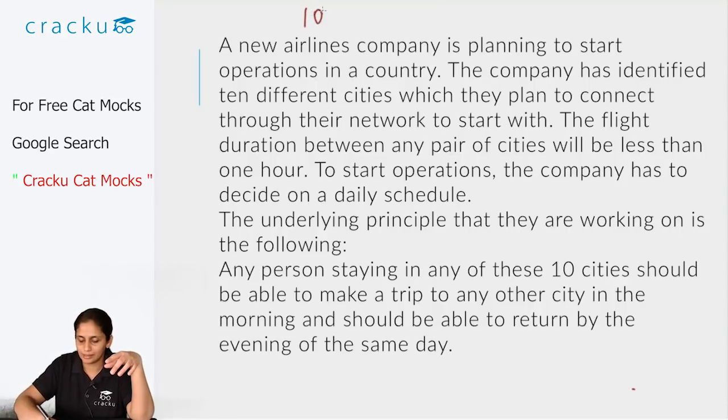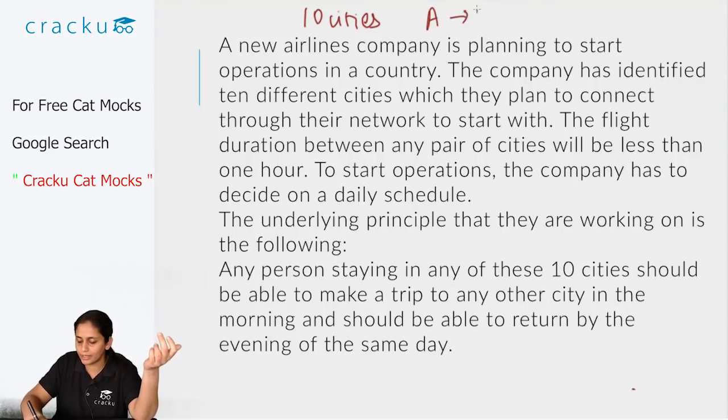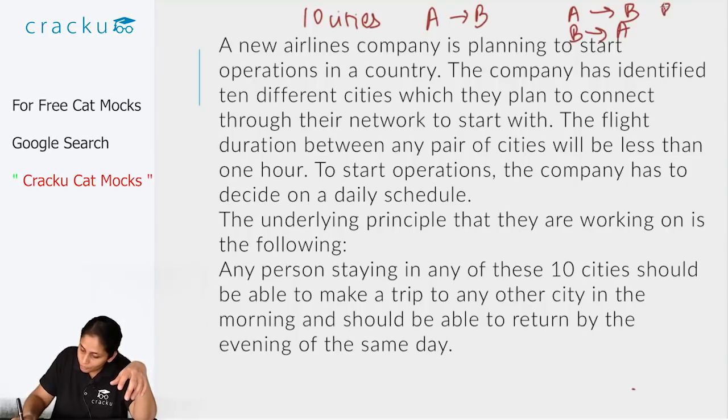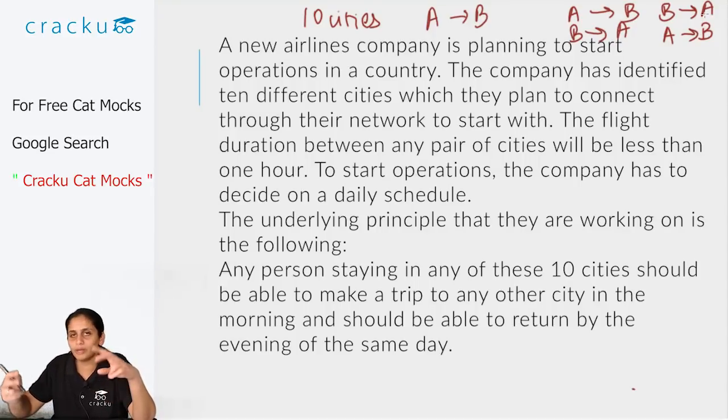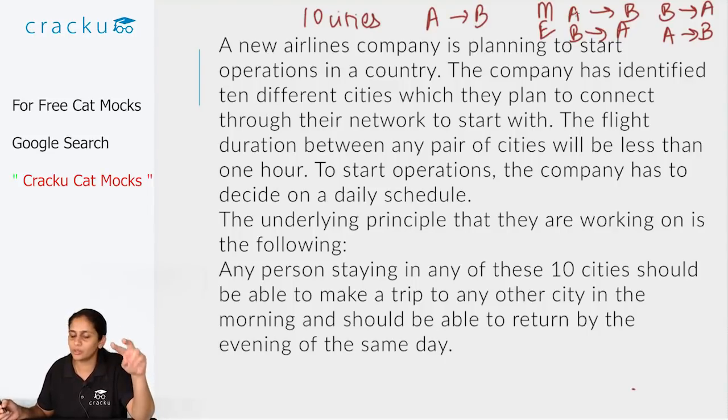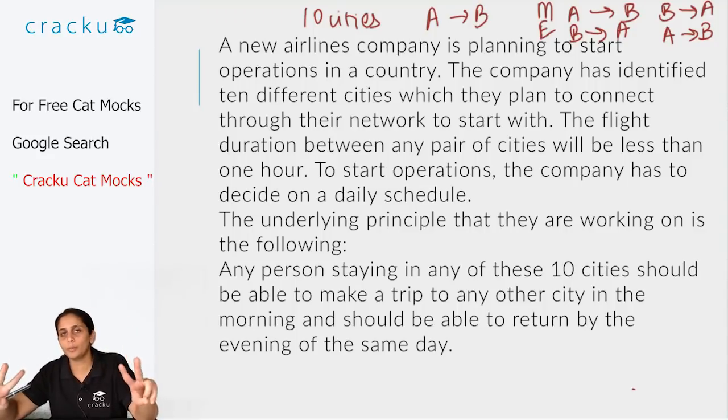There are 10 cities, and suppose there are 2 cities A and B. You should be able to go from A to B in the morning and go from B to A in the evening. But you should also be able to go from B to A in the morning and come back from A to B in the evening. So between any 2 cities, these are the morning flights, these are the evening flights. Between any 2 cities, you will need a total of 4 flights: 2 in the morning, 1 from A to B and 1 from B to A, and 2 in the evening, 1 from B to A and the other from A to B. So between any pair of 2 cities, you need 4 flights.